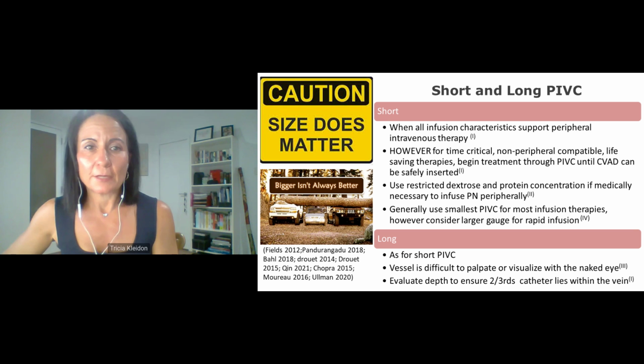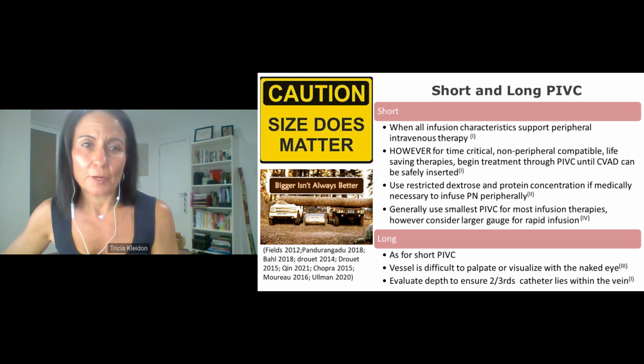So when we're looking at short peripheral intravenous catheters, when all infusion characteristics support peripheral intravenous therapy, a short peripheral intravenous catheter might be appropriate. However, for some time-critical, non-peripheral compatible life-saving therapies, they can begin in a PIVC. However, a CVAD should be inserted at the most safe time period or earliest time period.